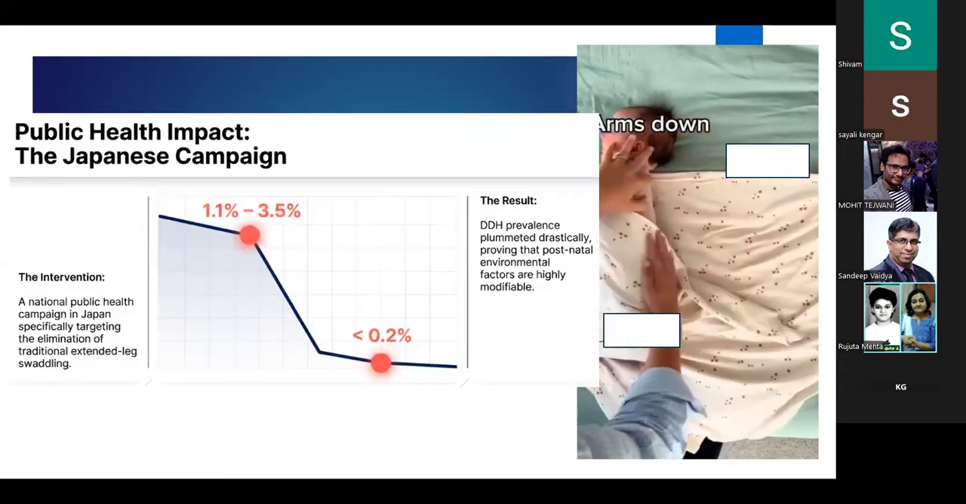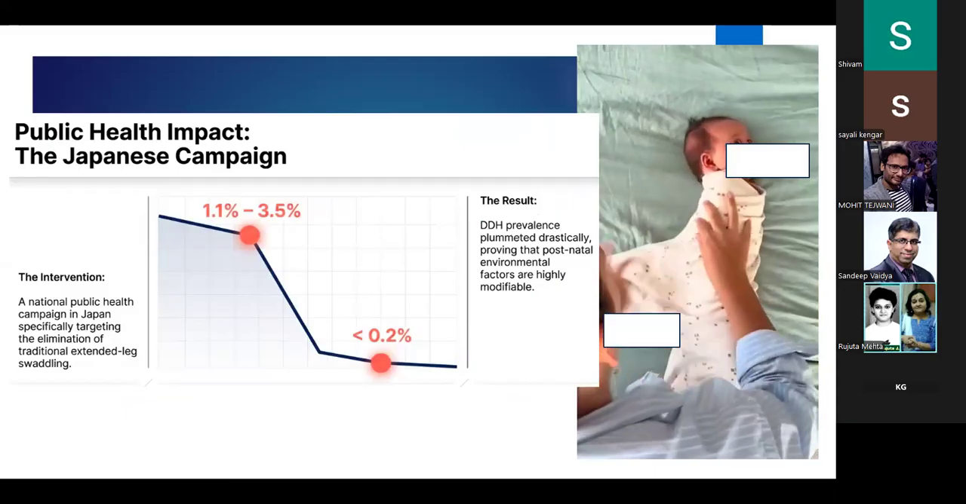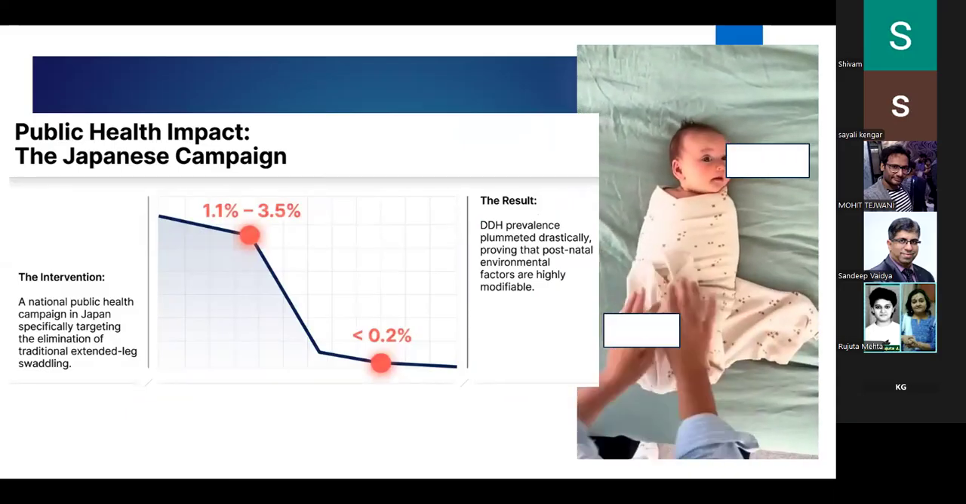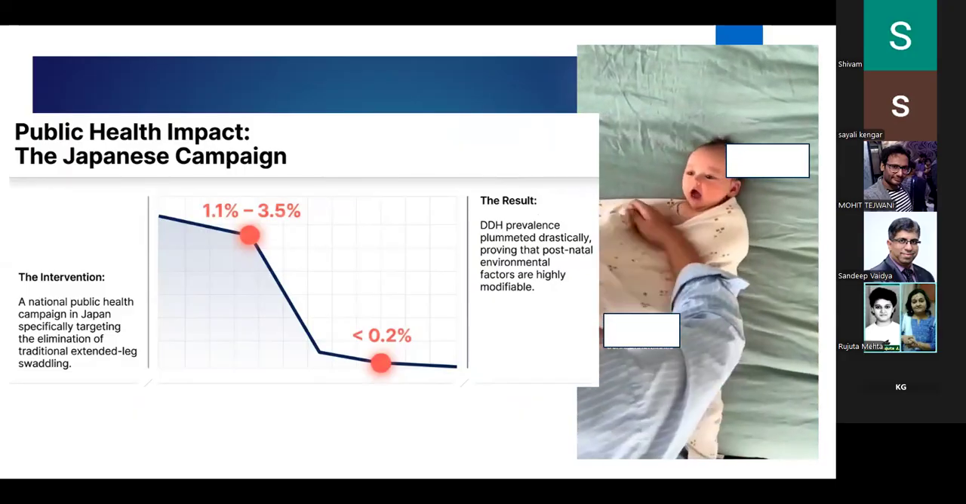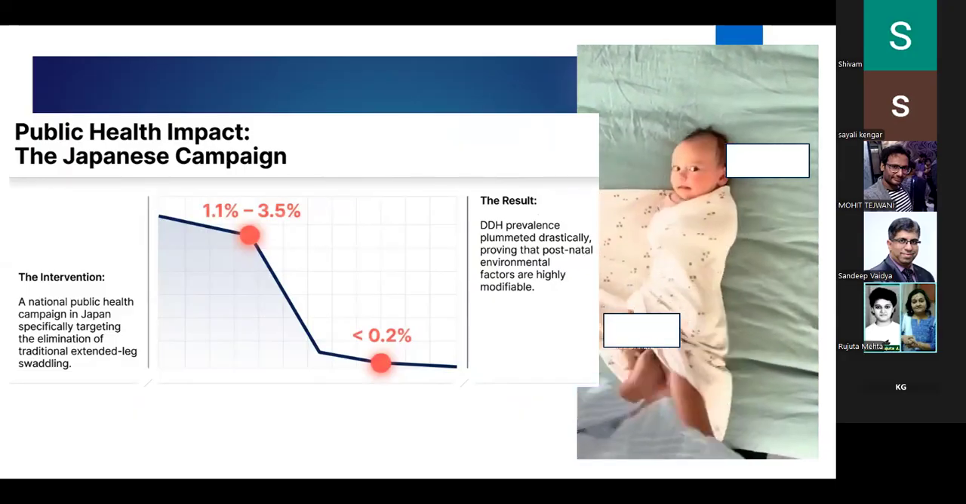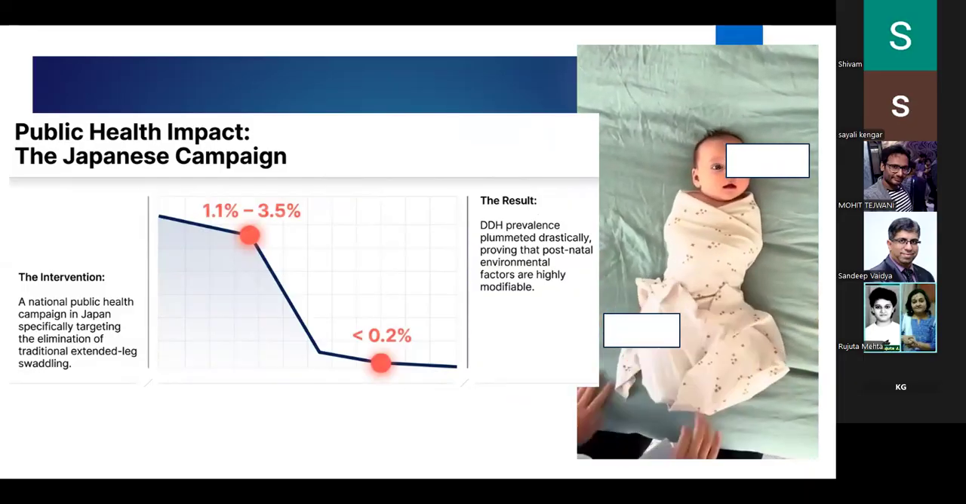So, this video demonstrates how to do safe swaddling. There was a Japanese study which showed that the prevalence of DDH came down from more than 1.1% to less than 0.2% by encouraging safe swaddling practices.